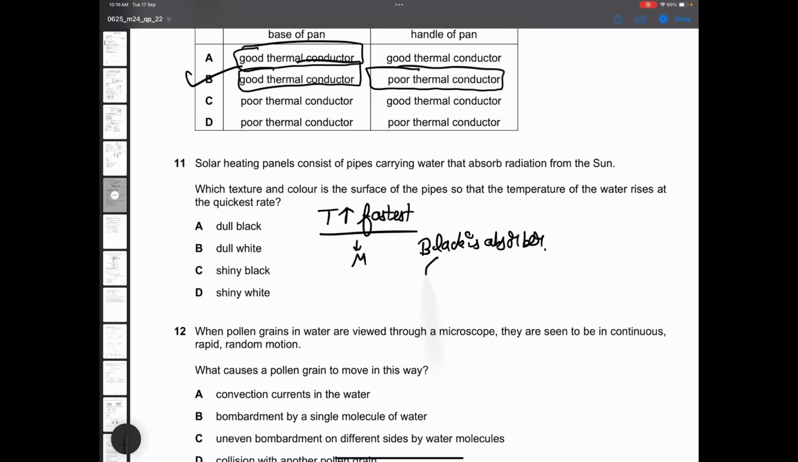Now, the comparison between dull black and the shiny black. Shiny black still reflects some of the heat, but the dull black absorbs everything. So, the dull black will help in this case. The dull black will absorb every frequency of light. So the question 11 answer will be A.